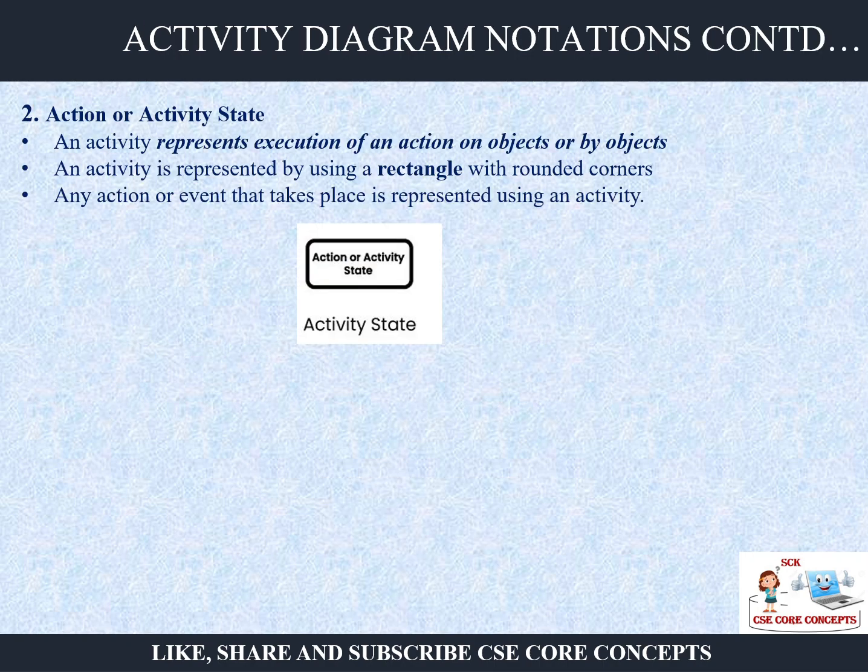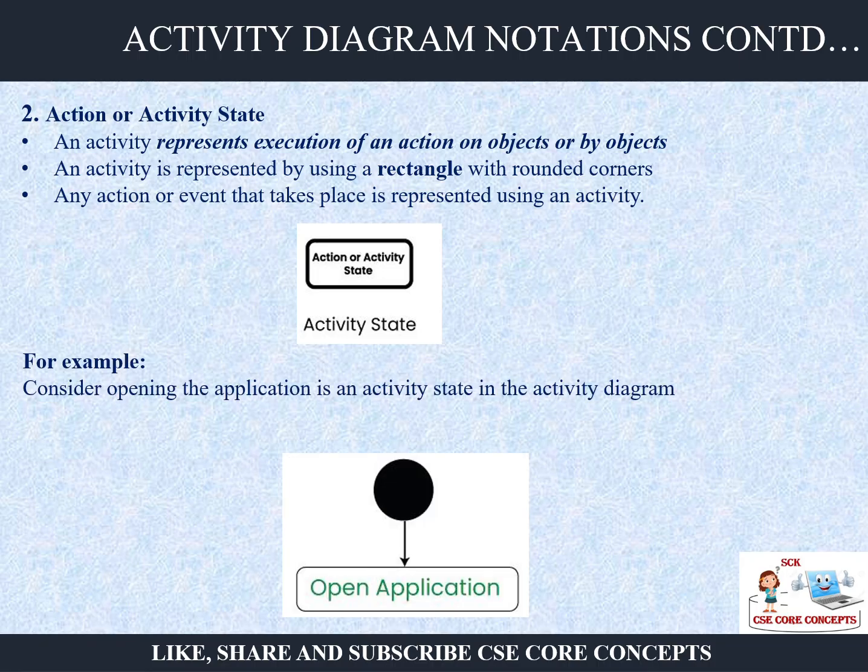The second major notation is the action or the activity state. It represents the execution of an action of an object or by objects. It is represented using a rectangle, but you can observe here that the rectangle has rounded corners. Sharp corners are not there. Any action or event that takes place is represented using an activity. You can see here this diagram represents the initial state, and then the application is opened.